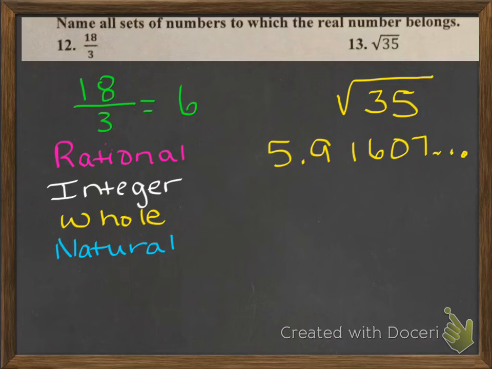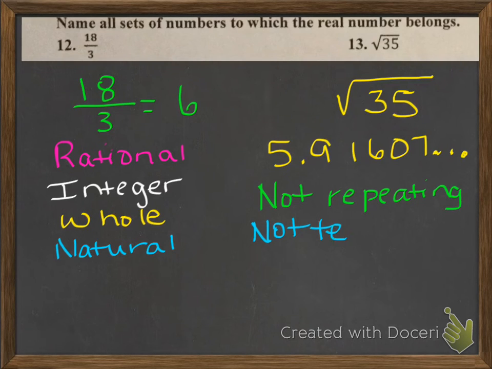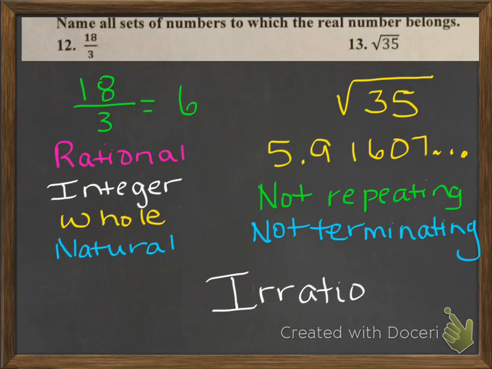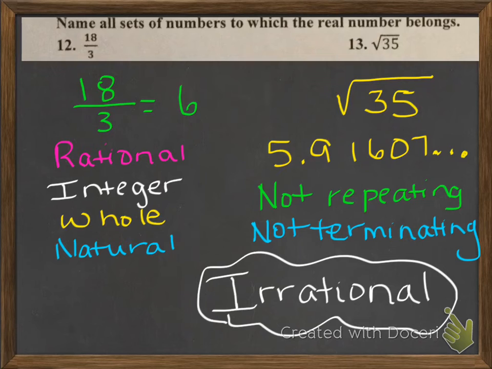So if you do the square root of 35 in your calculator, you get 5.91607, and so on. It does not terminate. It does not repeat. So that means it is irrational. So not repeating, not terminating makes it an irrational number. Once you've determined that a number is irrational, there are no other questions to be asked. So at this stage in the game, if it's irrational, done.